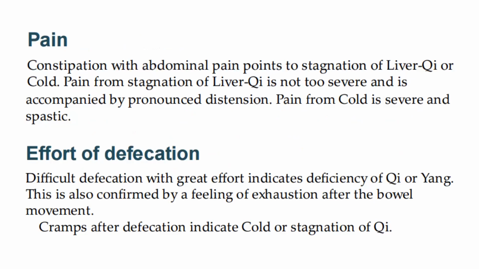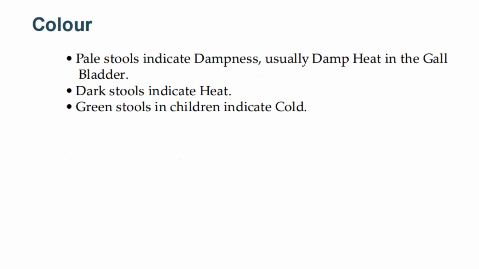Difficult defecation with great effort indicates deficiency of qi or yang. This is also confirmed by a feeling of exhaustion after the bowel movement. Cramps after defecation indicate cold or stagnation of qi. Pale stools indicate dampness, usually damp heat in the gallbladder. Dark stools indicate heat. Green stools in children indicate cold.